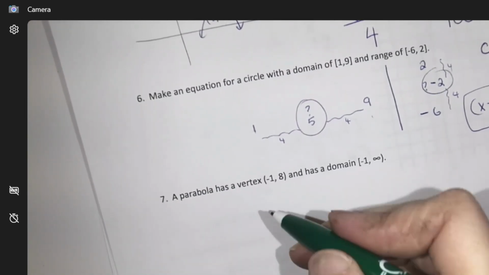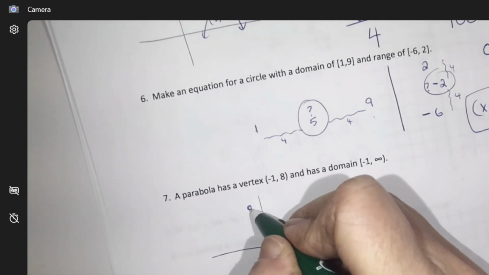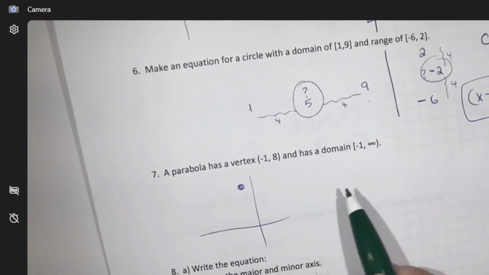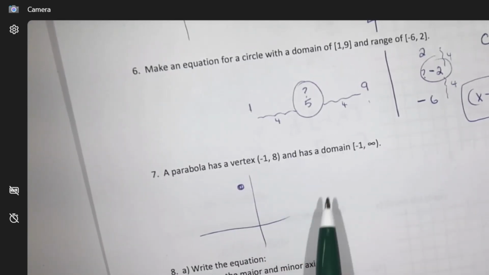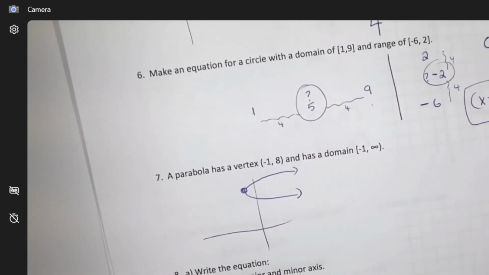Okay, the next one is a parabola, has a vertex of (-1, 8). And then it tells me the domain is this to infinity. So that's what I know about it. The domain goes from -1 to infinity, which means it's a horizontal.